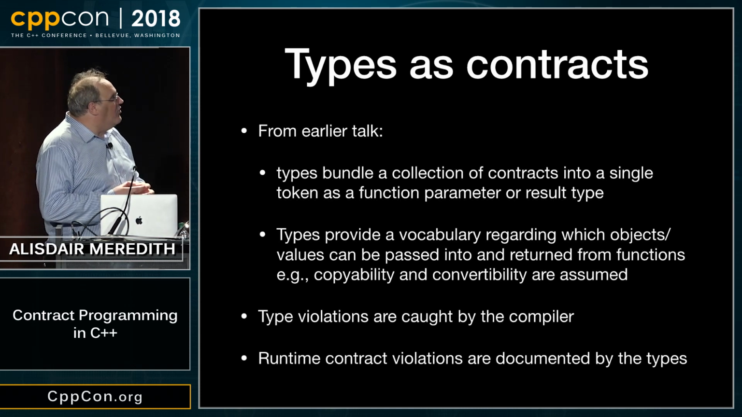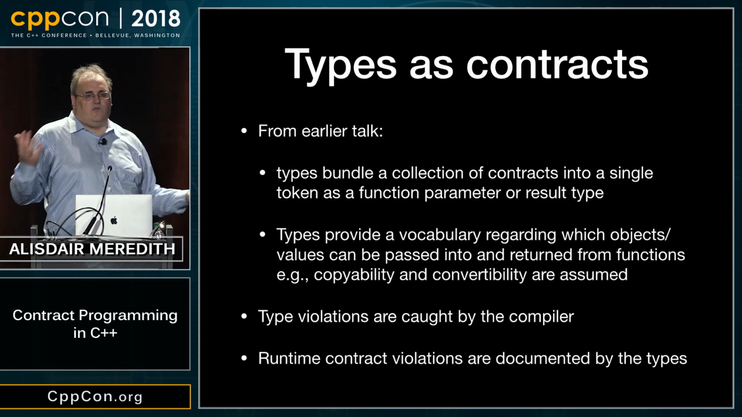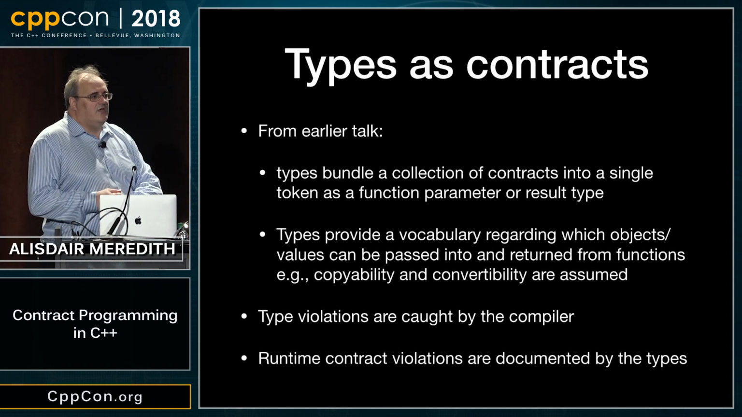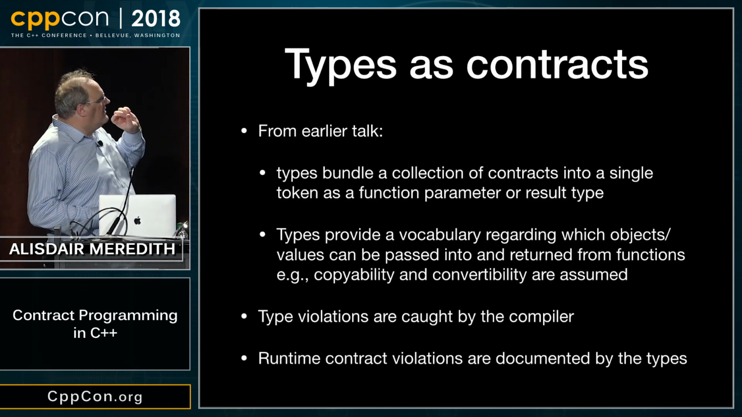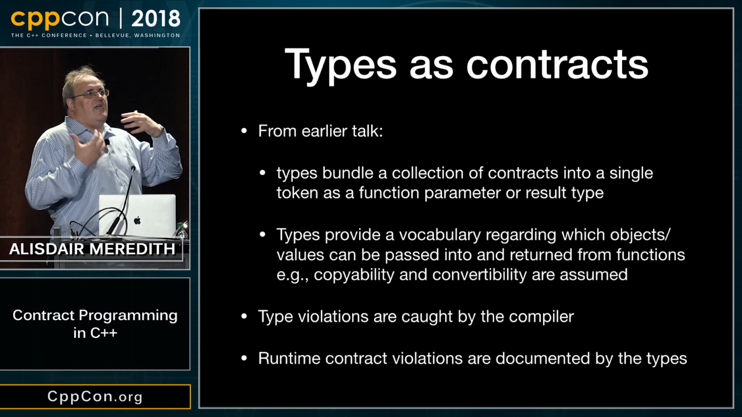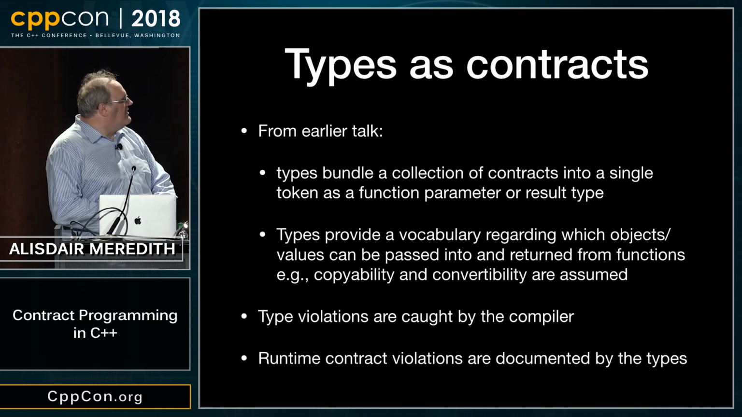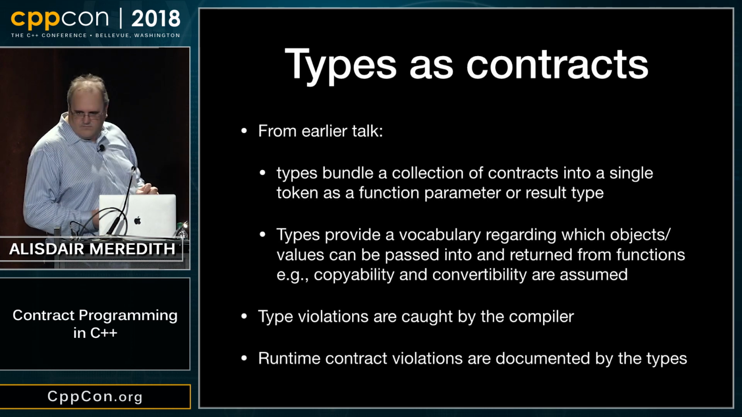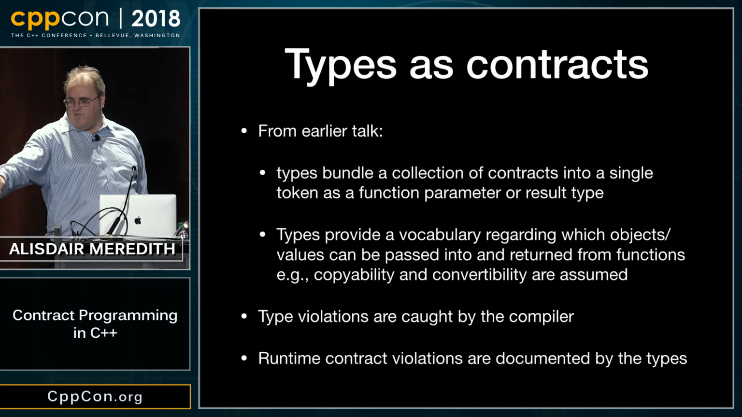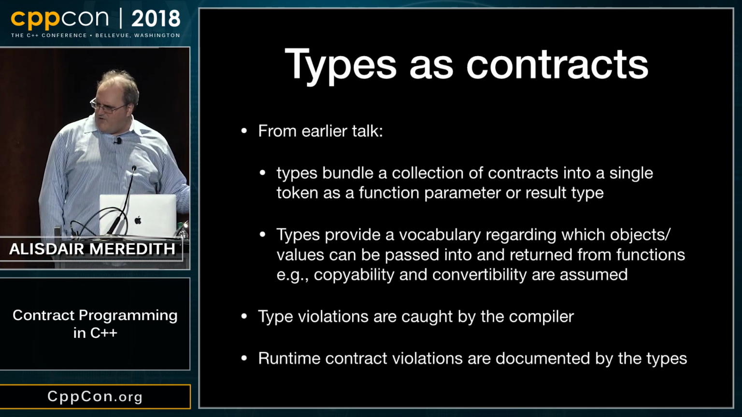Type violations are going to be caught by the compiler if I try and use types in manners that are incompatible. So, you know, there's a notion here, I'm trying to read my slide up here, I should be reading it down here. What was the thing about copyability and convertibility?